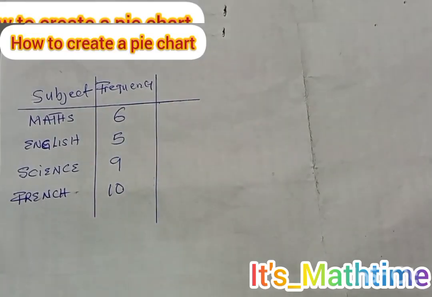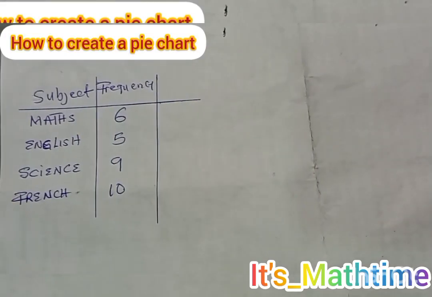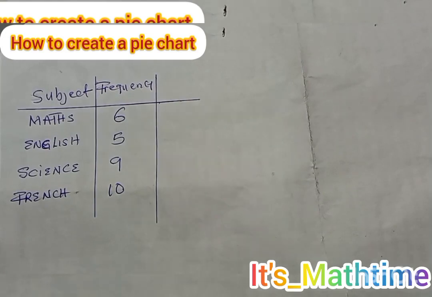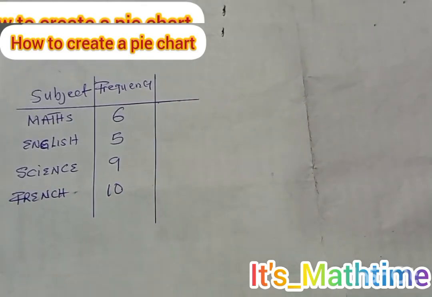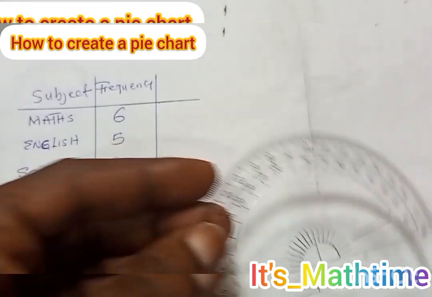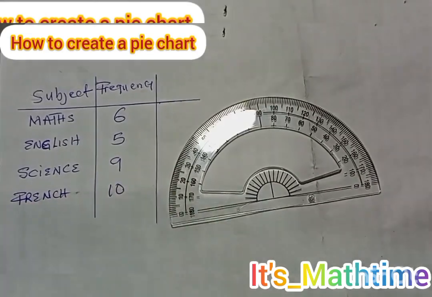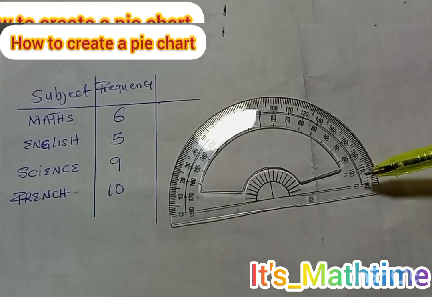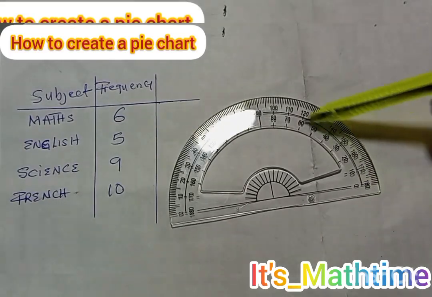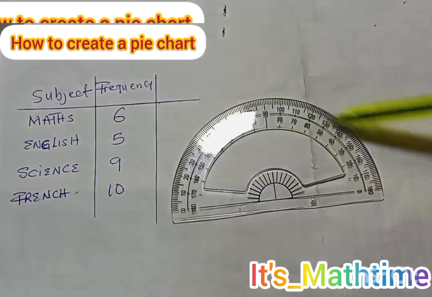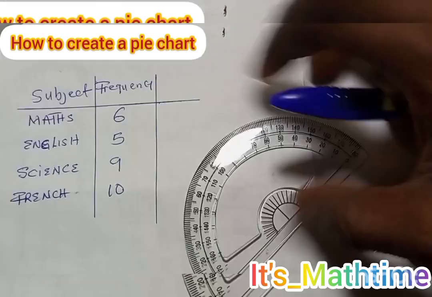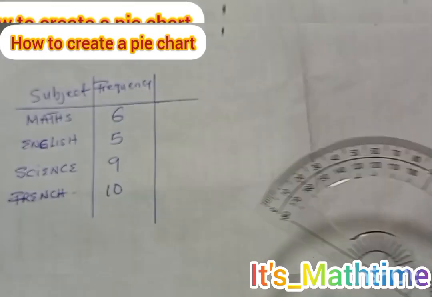You notice, we have about 4 subjects here, which we're going to be representing on a pie chart. Now, the materials we'll be needing is, one, this protractor. If you notice from this protractor, it has from here 0 all down to 180, and then from here 0 all down to 180. This is more or less like half of a circle.